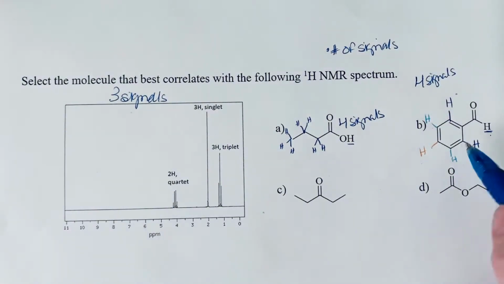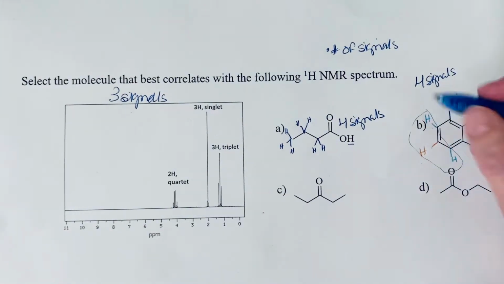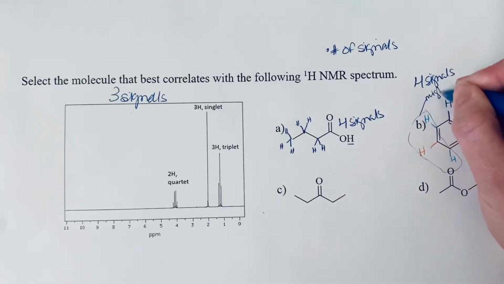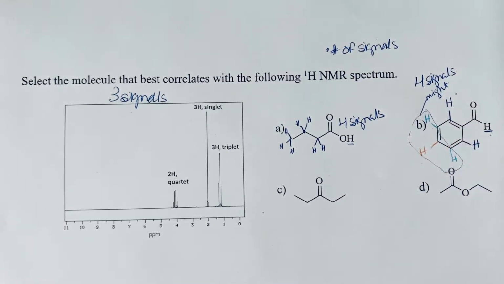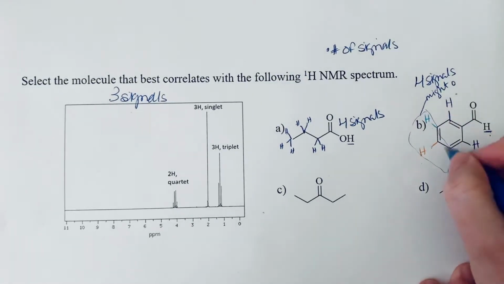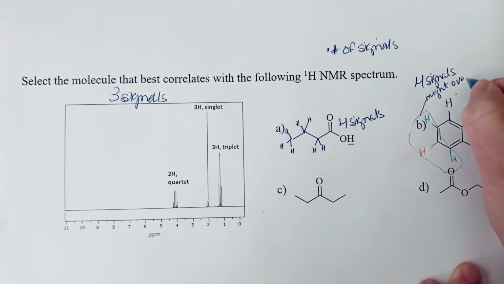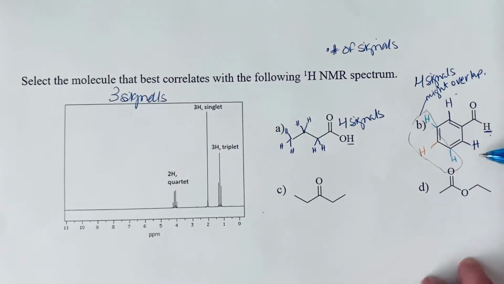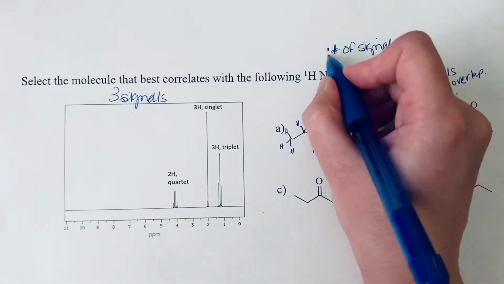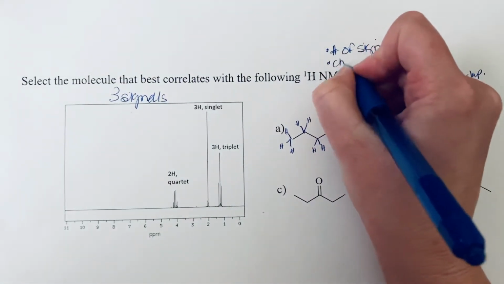It is possible that these might overlap. If they're similar enough, if they appear in the same region, they might just lay on top of each other. And that sometimes happens in the aromatic ring. They might overlap. So this might look like 3 signals. So in that case, we look to the next piece of information, which is the chemical shift.